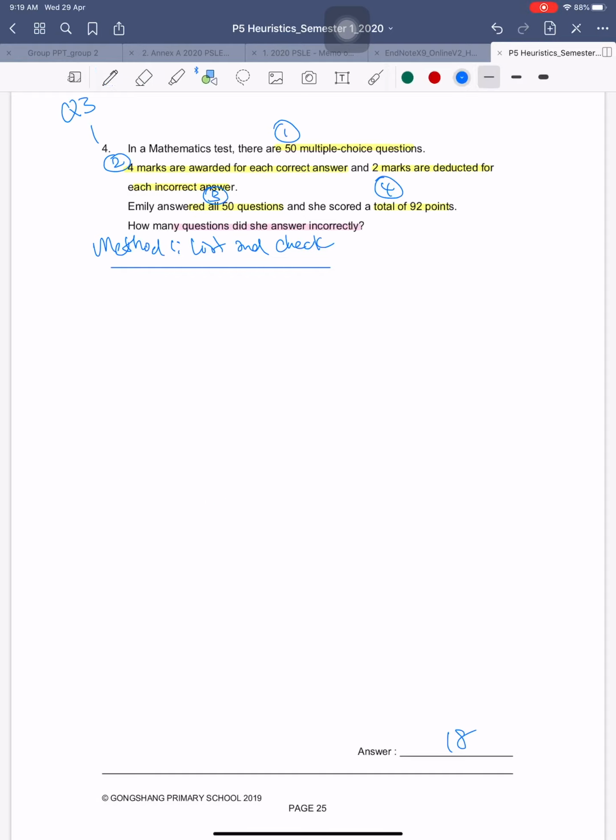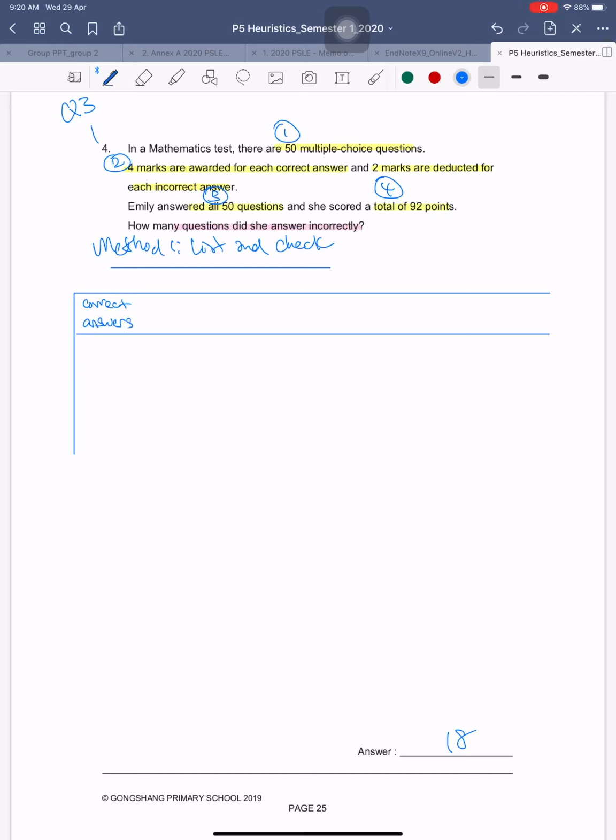Okay, so let's construct the table. Let me see. Okay, let's look at the first thing. Of course, I need to find out how many correct answers, and I need to know what will be the points awarded for the total number of correct answers. As I said just now, never mind if your heading is different from mine, but I'm using the heading that I used just now for number 3. Okay, next I need to look for wrong answers.